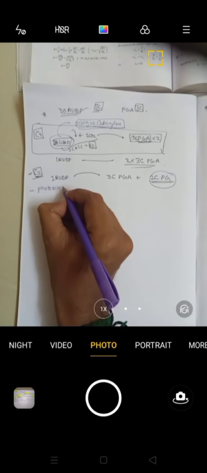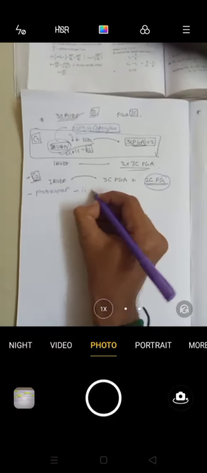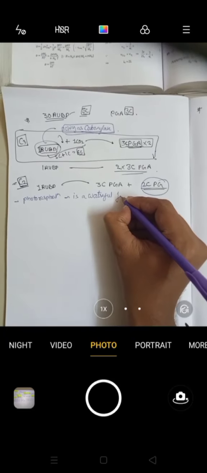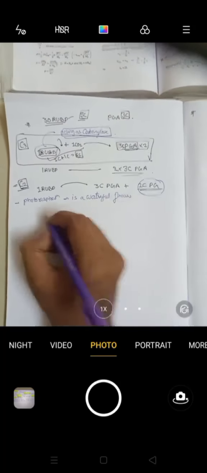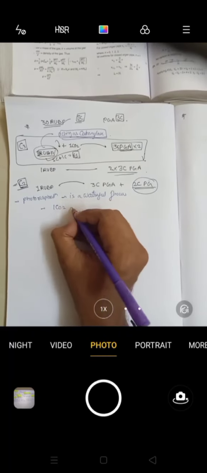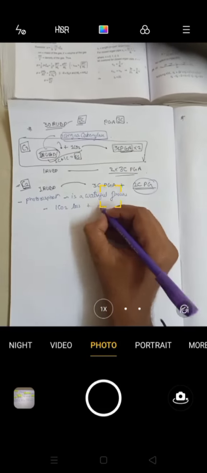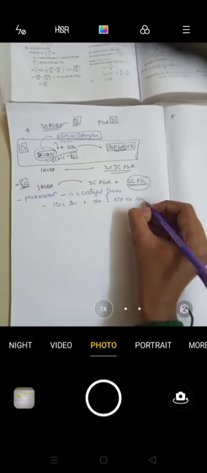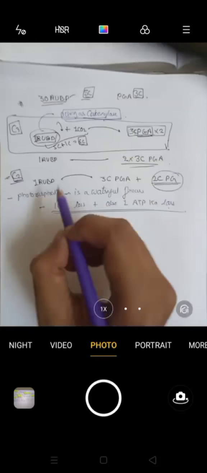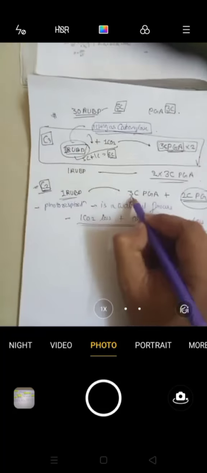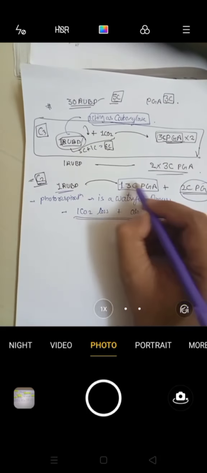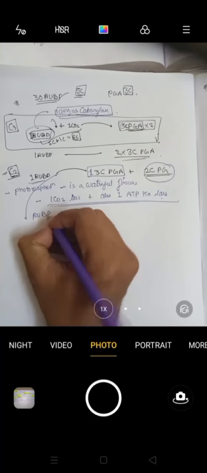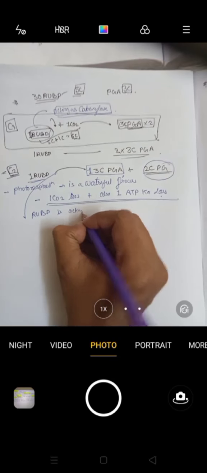And this photorespiration is, as we know, a wasteful process, because in this we have one CO2 loss plus also one ATP loss. So this is a wasteful process. Here we can see that from one RuBP we get one molecule of 3 carbon containing PGA. So here I can say that RuBP is acting as oxygenase.